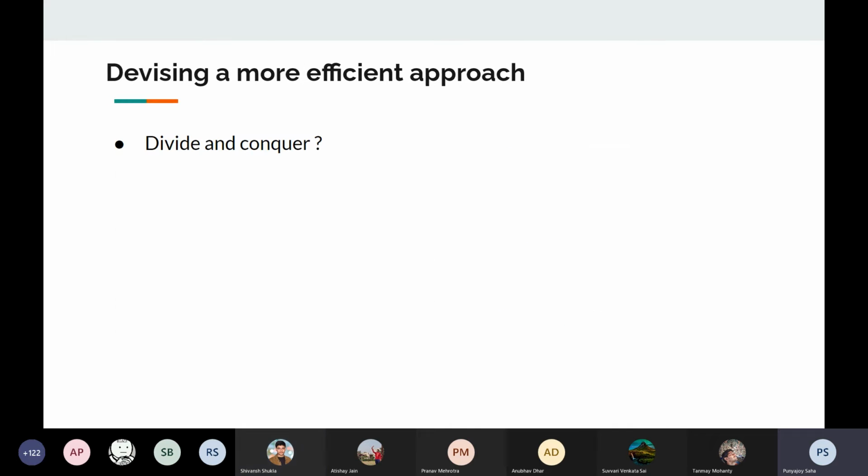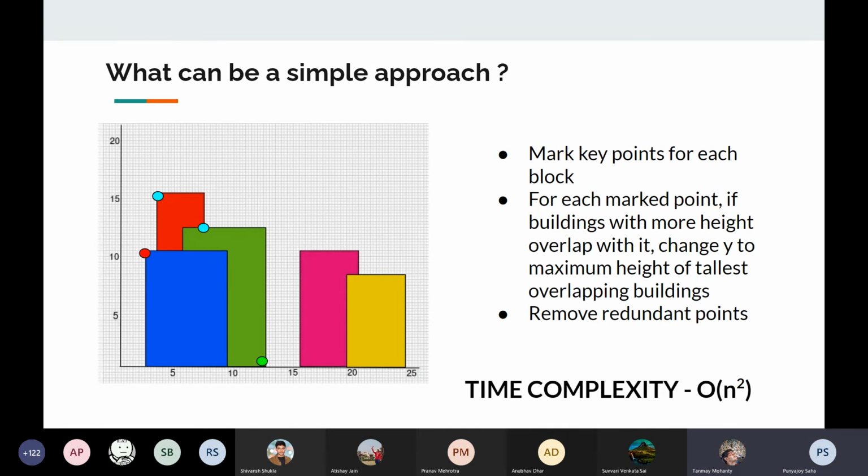So now let us move to devising a more efficient approach. How did it become O(n) square? I couldn't get it. Okay, so let us say this block is there. In the worst case, what will be the number of blocks that you need to check for, let's say, this point or this point?